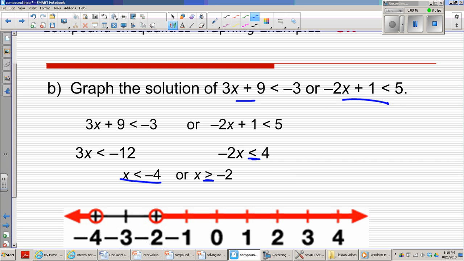Why would that be? That's right, when we divided by a negative number, negative 2, remember we had to flip the sign. So we went from less than to greater than. So we have x is greater than negative 2. Let's graph the first one, x is less than negative 4. We have an open circle at negative 4, pointing left. If x is greater than negative 2, open circle, pointing right. When we have or here, it satisfies one statement or the other one.